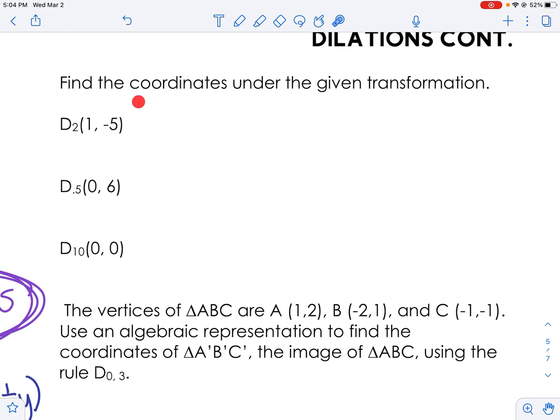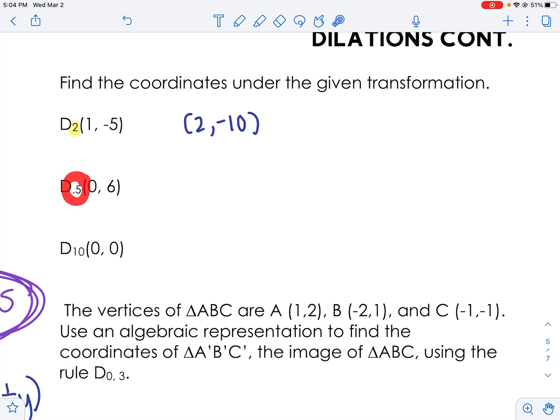It says find the coordinate under the given transformation. Okay, capital D means it's a dilation. They told you the scale factor right here is 2. So all you're going to do is multiply each number by 2. So 1 times 2 would be 2. -5 times 2 would be -10. And that's what we're going to do in just a second when we graph these, is you're just going to multiply all the ordered pairs and you're good to go.